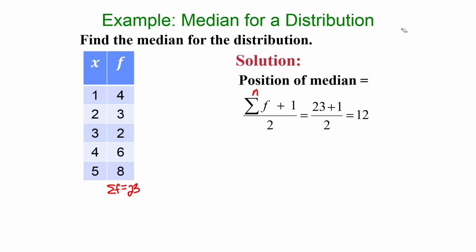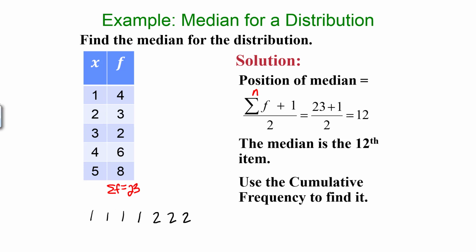Now, as you just mentioned, I could list out each of the pieces of data and find the 12th one. I have a 1 that appears 4 times. I have a 2 that appears 3 times, but this is going to take a while. We're only up to the 7th. We need the 12th. So instead, especially when you have larger frequencies, we're going to use our cumulative frequency distribution to find it.